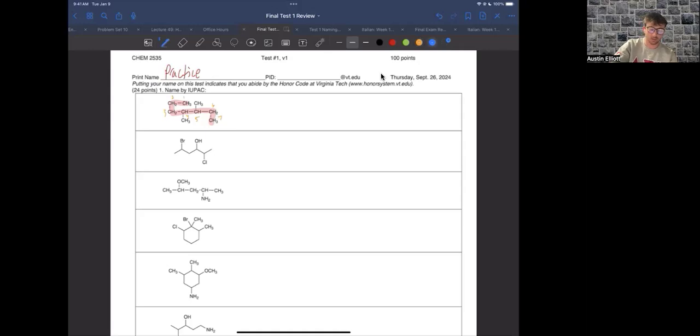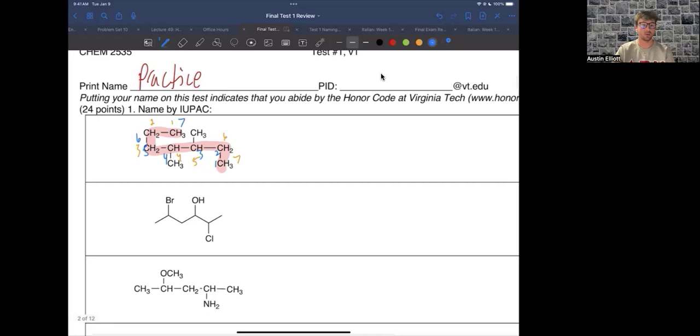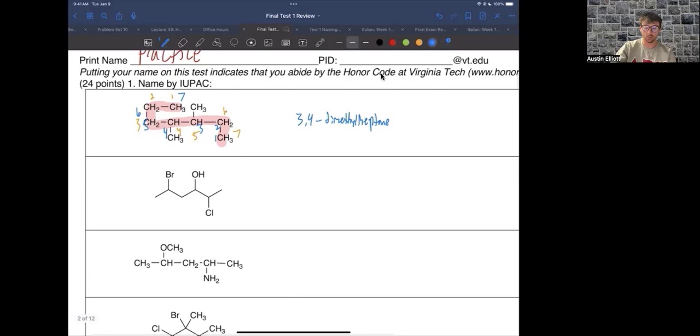And in this case, you can number two different ways. And that blue numbering right there is going to give us that 3, 4 numbering rather than the 4, 5. So we're going to go with the blue. So it's going to be 3, 4 dimethyl. Our parent chain is 7, so it's going to be heptane. Moving on to our next one.